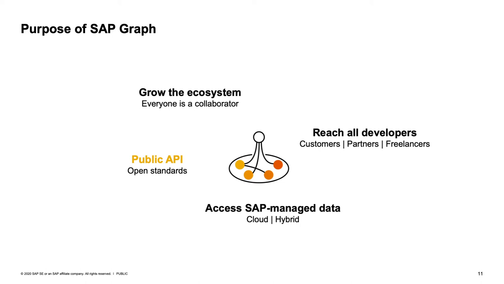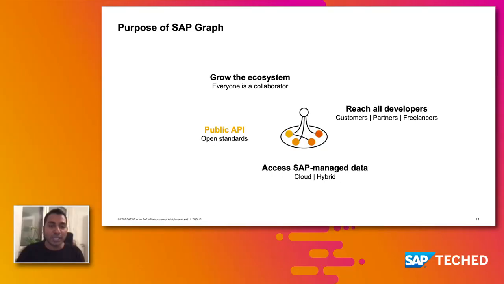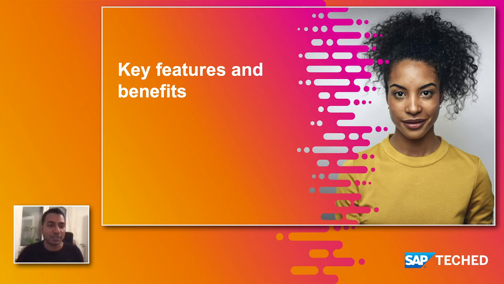Now let's look at the purpose of the solution, what it means for our customers and partners. One of the key reasons for us to build it is also to nurture our ecosystem. We want to enable everyone to collaborate with SAP. We do that by making Graph APIs public APIs with open standards. And through these public, open standard APIs, we provide access to SAP managed data, both on cloud and hybrid. And with this, we want to reach all developers, be it customer, partner, or freelancers, to take advantage of Graph APIs, build extensions, build solutions, build reusable products, apps, and then bring that into the ecosystem. We want to make this a cycle so that we build a nurturing, self-serving ecosystem for our customers, partners, and so on. So now let's look at the key features and benefits of Graph.